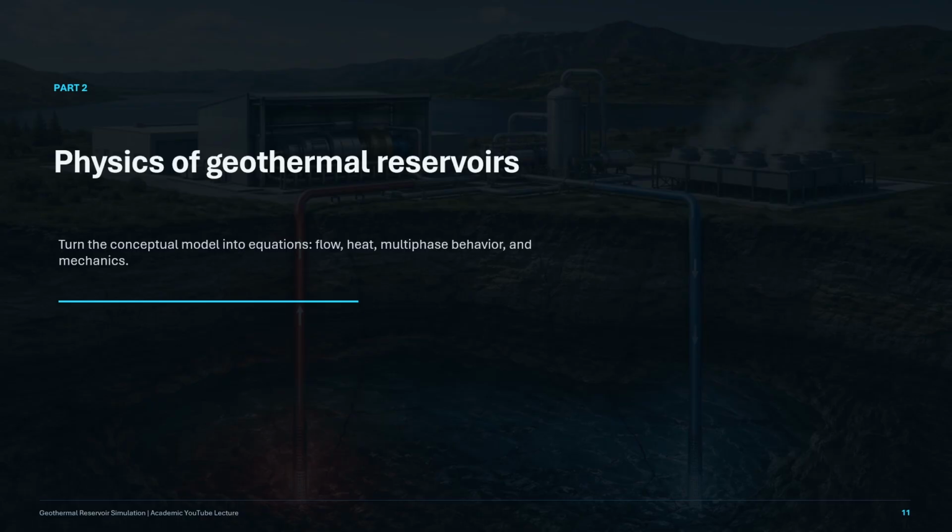This is why geothermal reservoir simulation is such an excellent teaching example. It is a real multi-physics problem with direct practical consequences. Every equation has an operational meaning, and every modeling assumption affects the decision we make in the field.